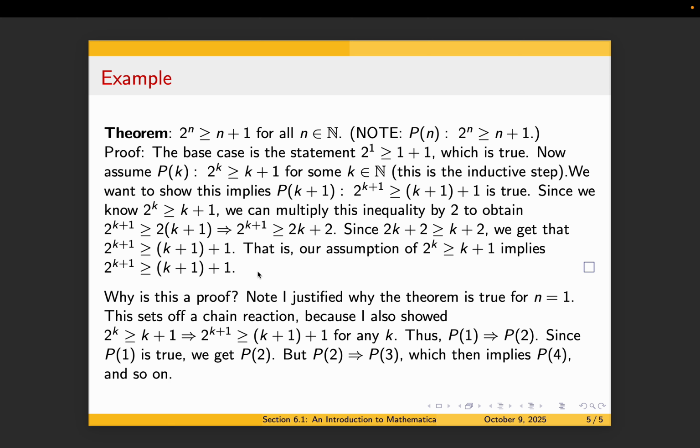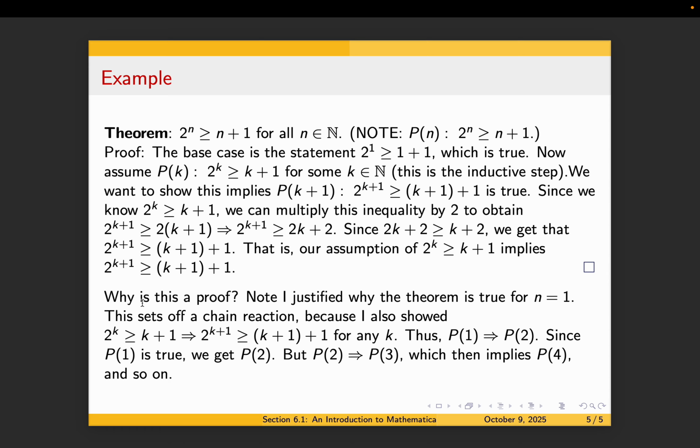Like I said, it does take some getting used to, and sometimes when you're done, you're like, wait a second, what did I prove exactly? So I was supposed to be proving that 2 to the n is bigger than or equal to n plus 1. Did I do that for all n? Is that something I did? And the answer is yes.